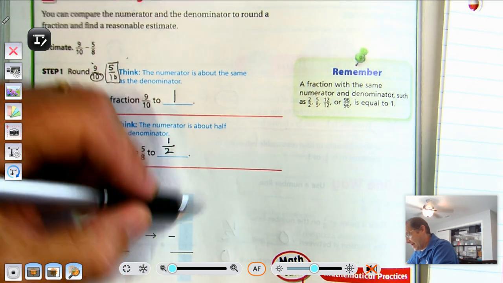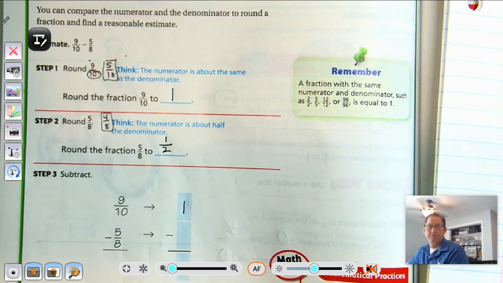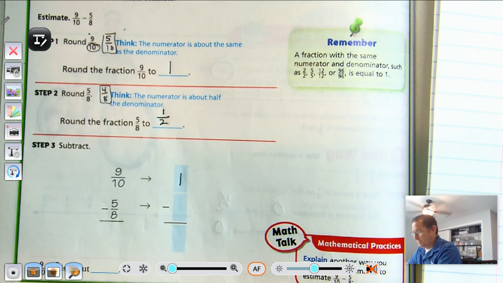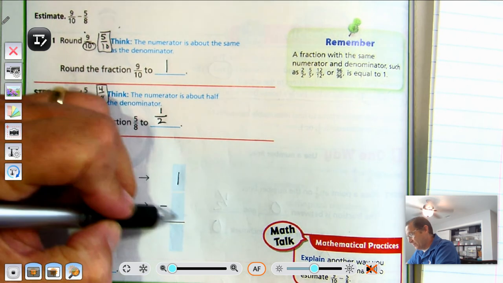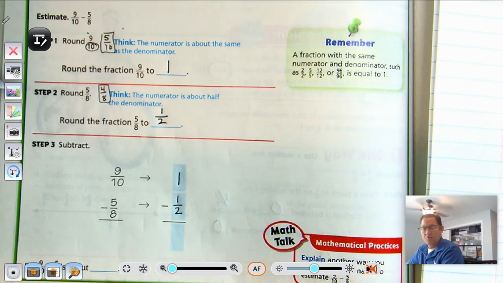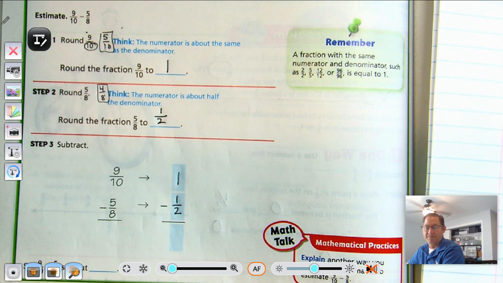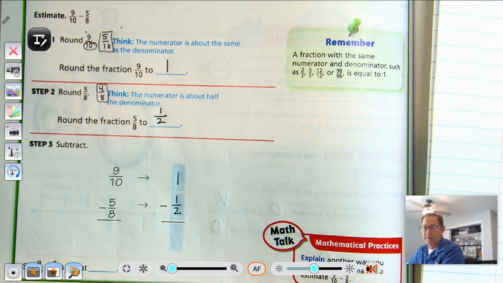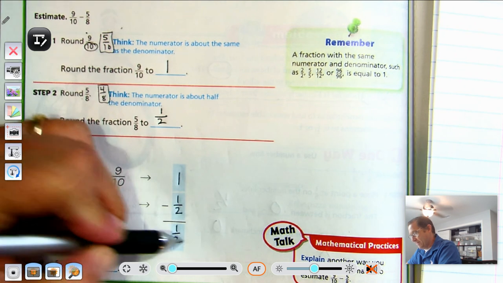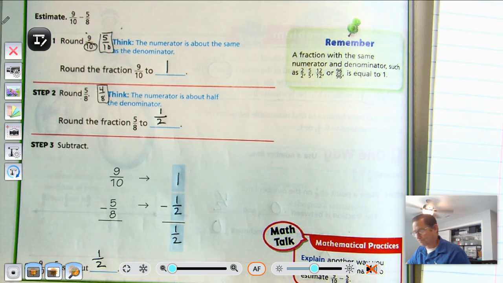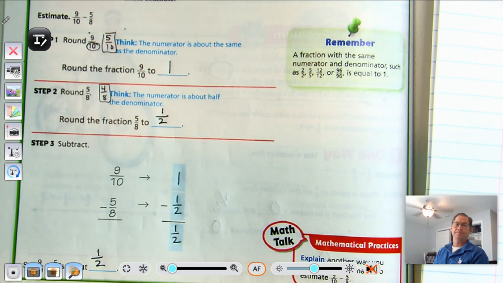Now we're just going to subtract our rounded fractions. 9/10 we said is closer to 1. 5/8 we said is close to half. Well, what's 1 take away half? Well, there's 2 halves in a whole, right? So 1/2. All right, so let's try these.